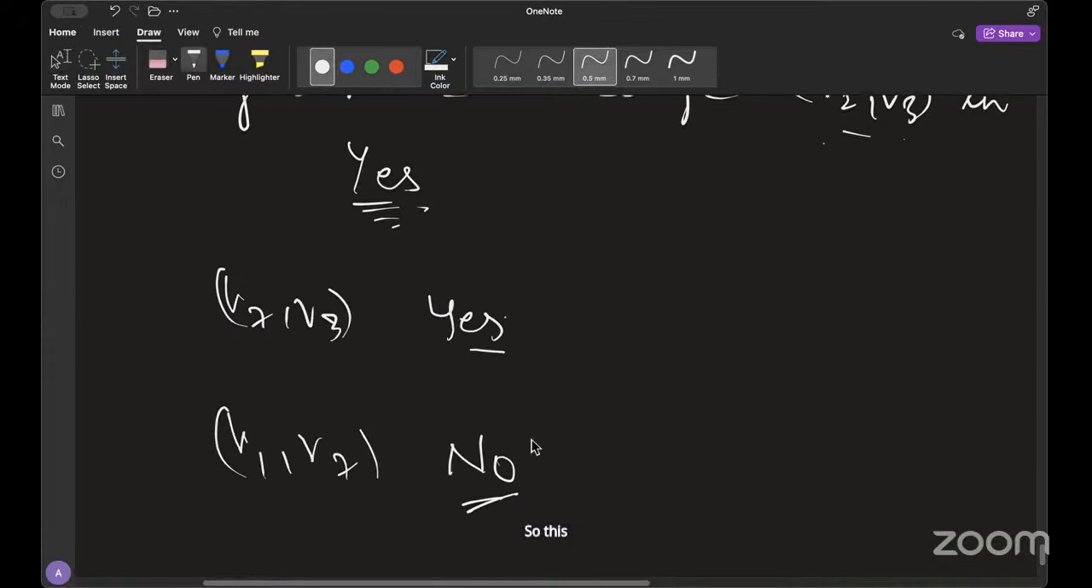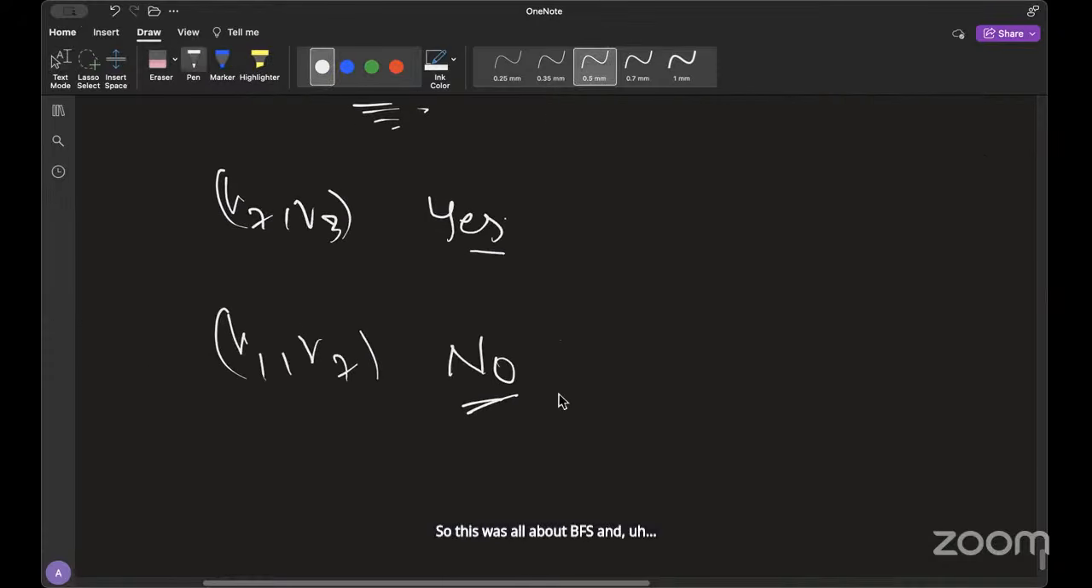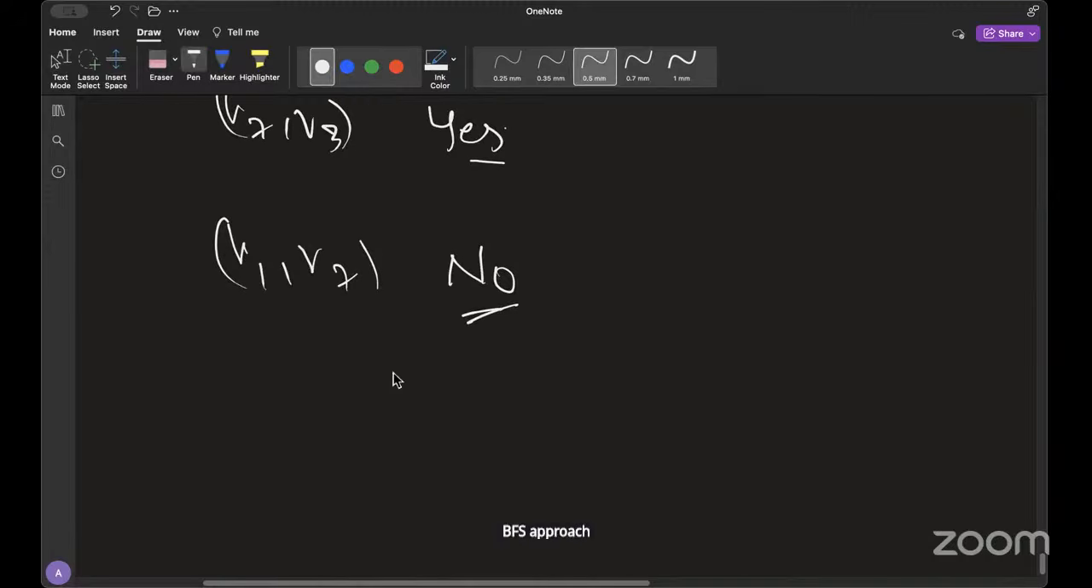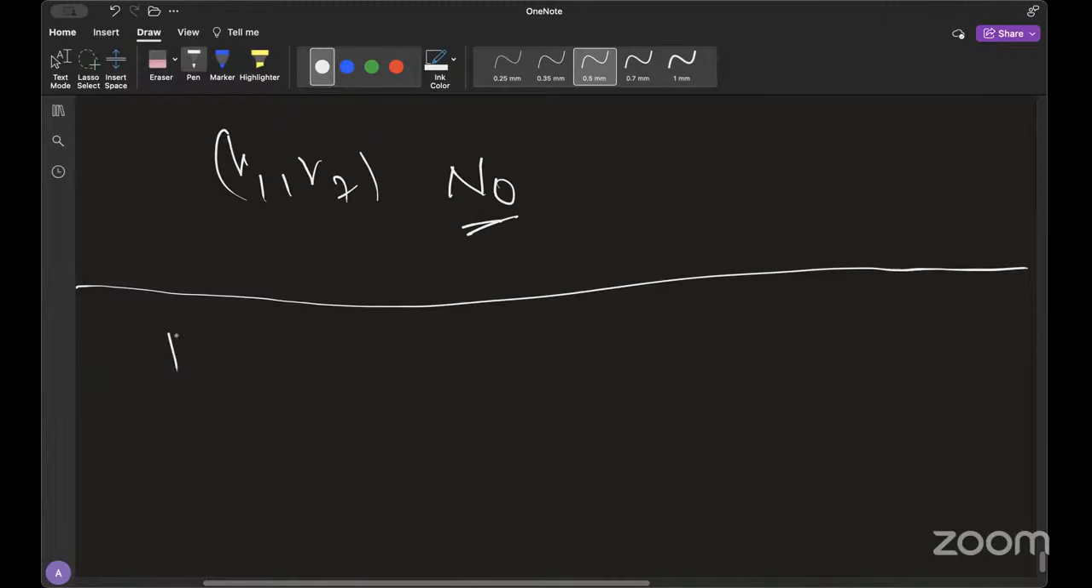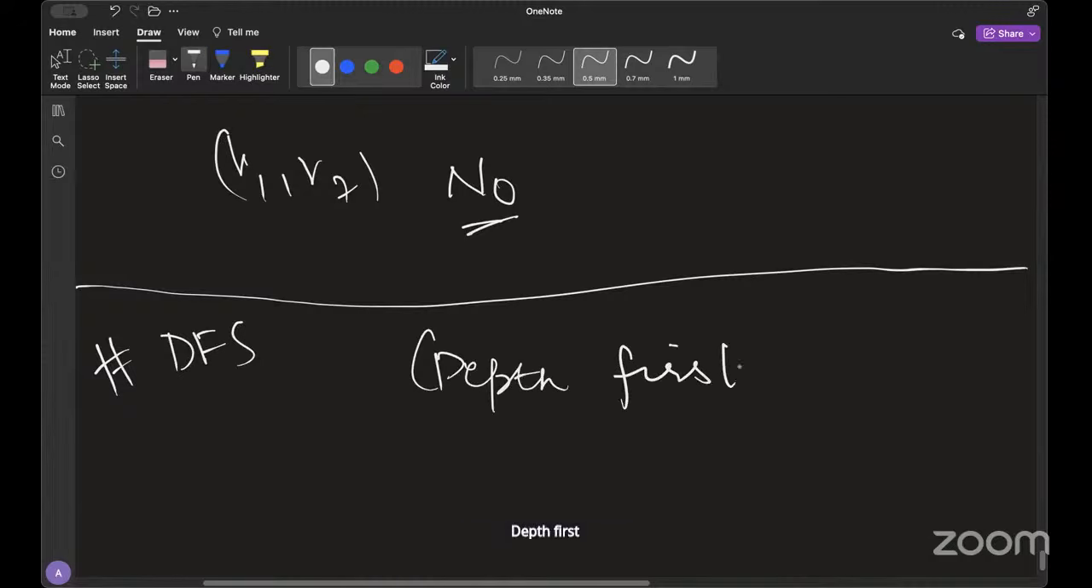So this was all about BFS, the BFS approach and the BFS tree. Is this entire thing clear to all of you? Can we move to the DFS approach now? Yes. Okay. The next one is your depth first approach. Depth first means first you'll go in depth.